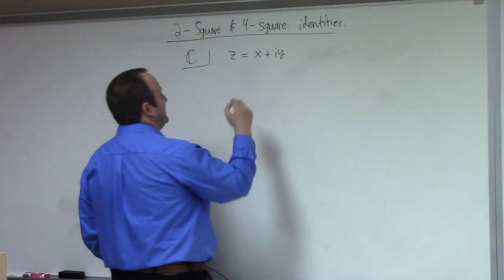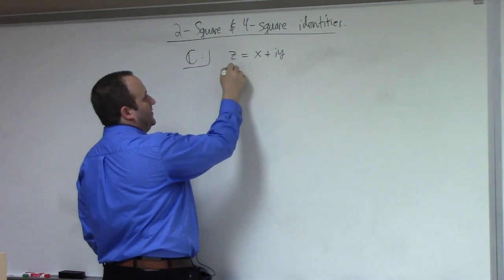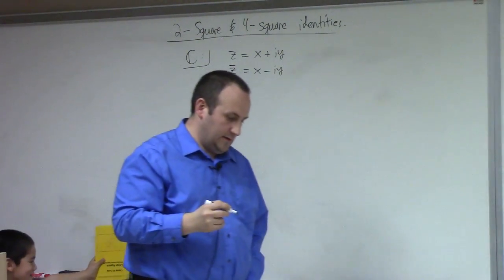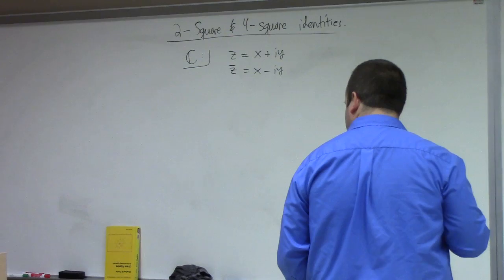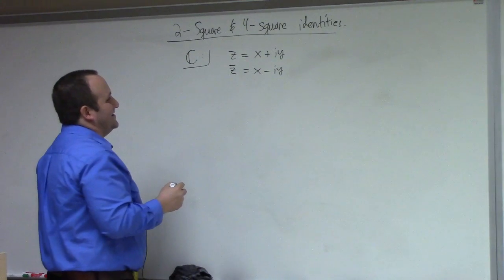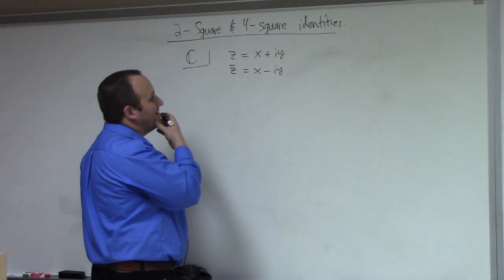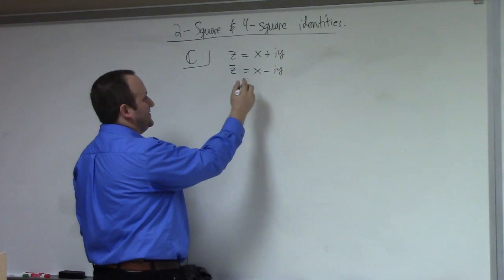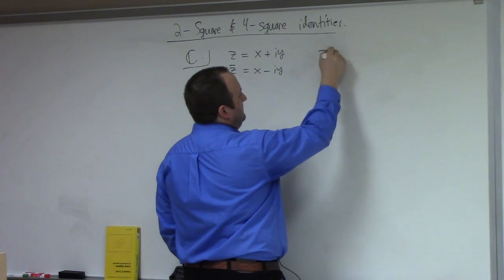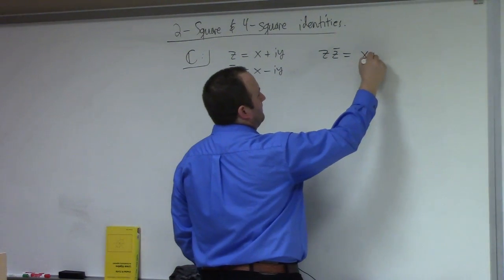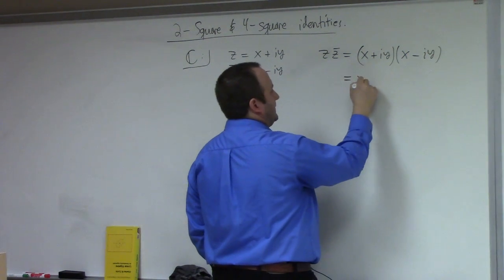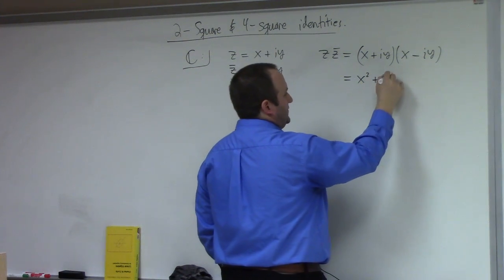Z equals x plus iy. And then we also have a conjugate. Z bar is x minus iy. What happens if you take z times z bar? What do you get? x squared plus y squared, right?